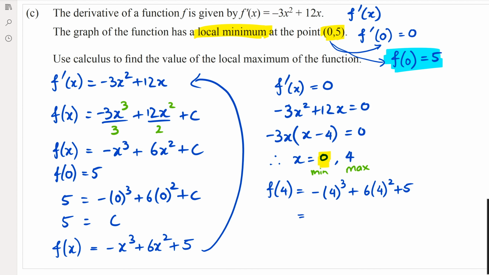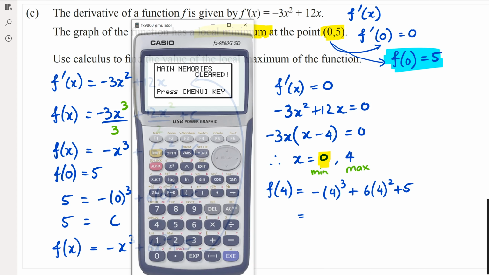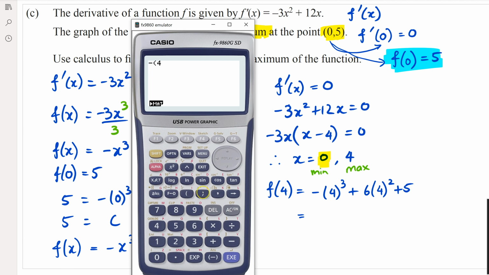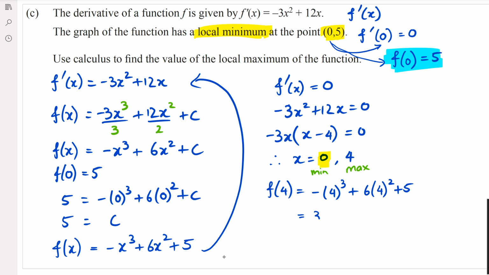And when I do this in the calculator, where is my calculator? I've got negative 4 to the power of 3 plus 6 times 4 squared plus 5. I've got 37. All right. So at this point, I can actually say local max is 37.